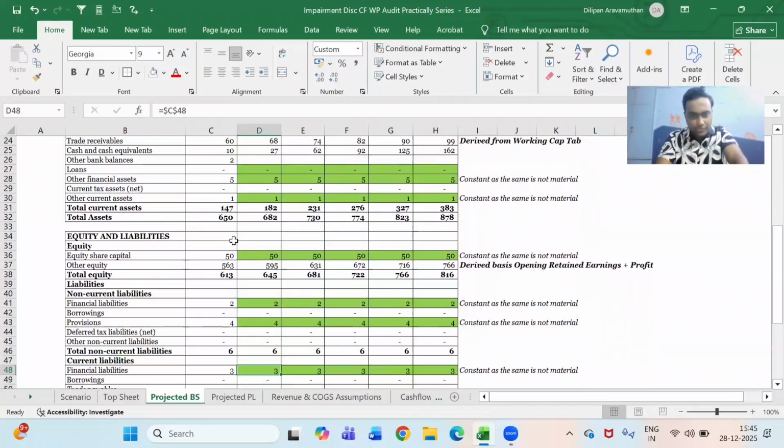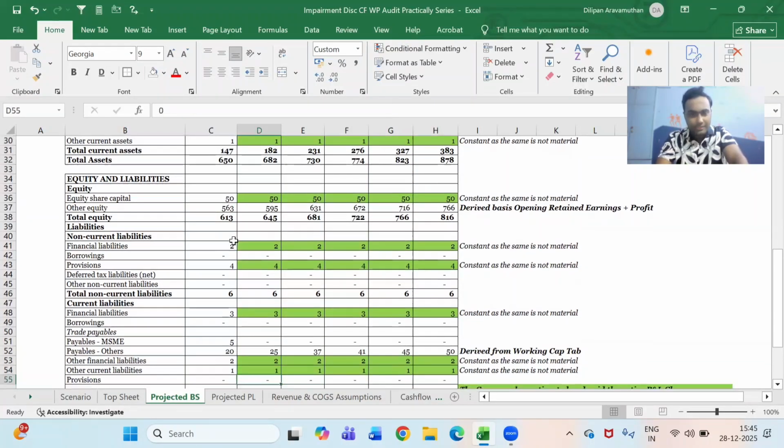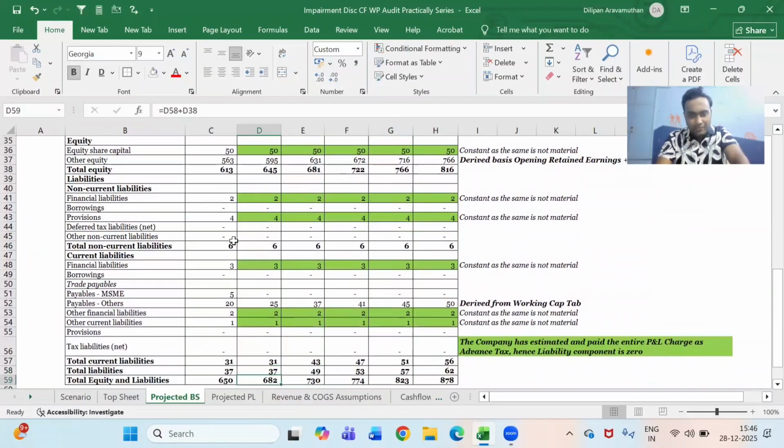Next, financial liabilities are also only 3 crores out of a balance sheet size of 650 crores. Again, this has also been kept constant. Next, other financial liabilities have also been kept constant. My other current liabilities have also been kept constant, because again, it's only 1 crore out of a balance sheet size of 650 crores. So guys, the heart of our discussion is going to revolve around 4 items. Just keep this in mind: revenue, cost of goods sold, working capital changes, and fixed asset schedule.